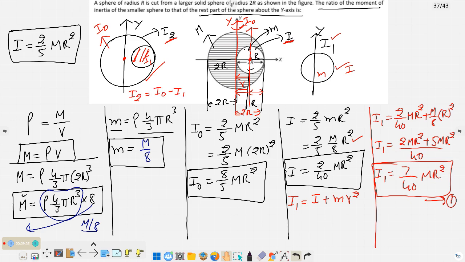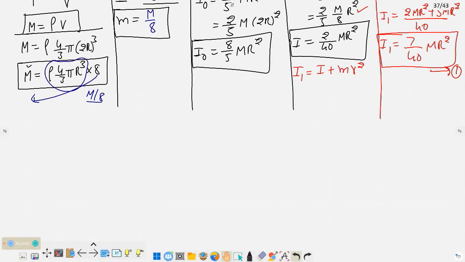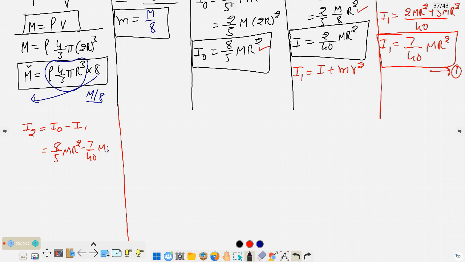Gives the I2 value. So we are going to calculate the I2 value now. How to calculate the I2 value? I2 is equal to nothing but I0 minus I1. Check the I0 value. What is the I0 value? Already we have done it here. This is 8 by 5 mr square, minus I1. I1 is equal to 7 by 40 mr square. You solve this, what are you going to get?